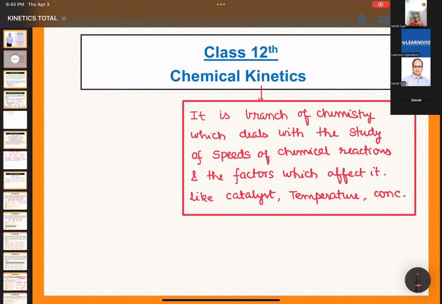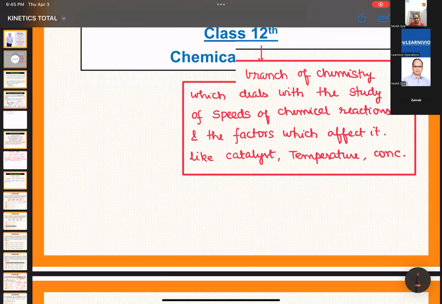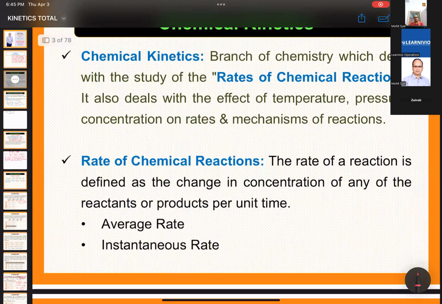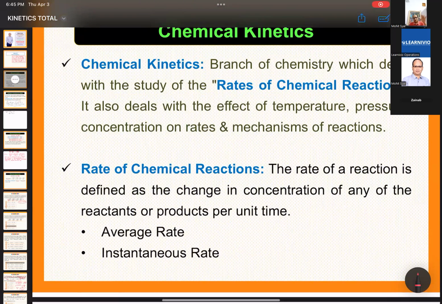So the first and foremost definition is clear. Let's proceed ahead. You study the speed of chemical reactions, and that speed is known as the rate of chemical reaction. There is another name for speed, that is the rate of chemical reactions. Clear?